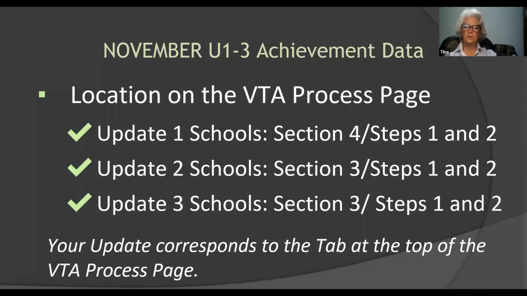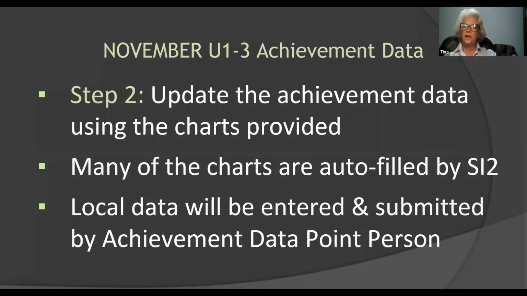And for those of you that are looking at this funny right now, remember all you have to do is look at the process page tab at the top of the page, and you'll see if you were an Update 1, 2, or 3 school. You're going to update the achievement data, as we said, using the charts provided. Do remember that when you go in and look at this, it's good to always look at it first and see where the gaps are, and then you can go in behind the scenes and add your information.